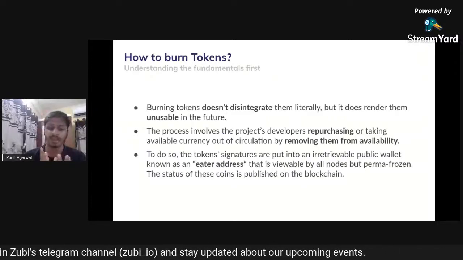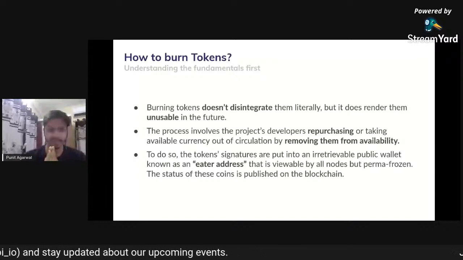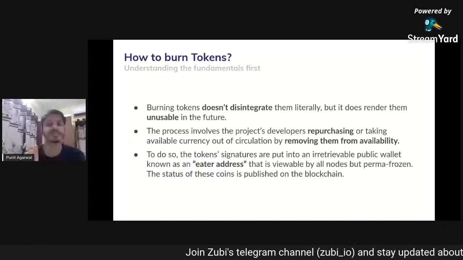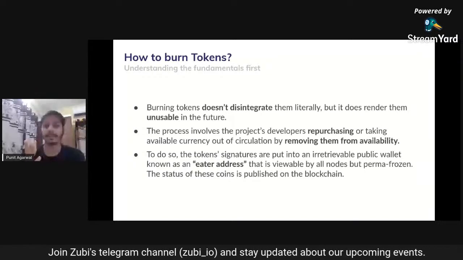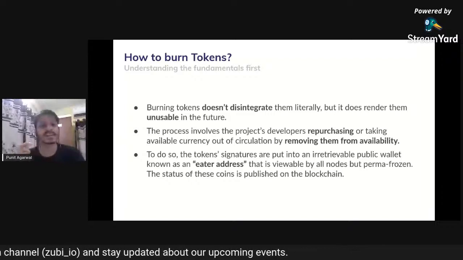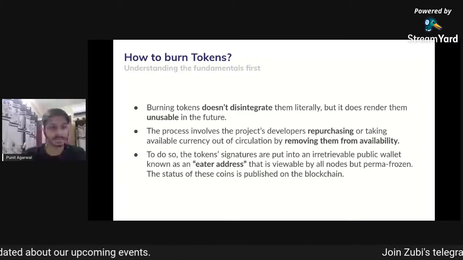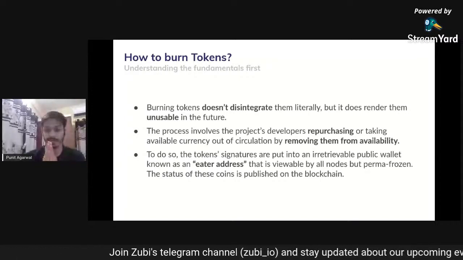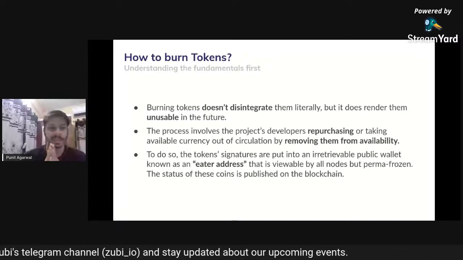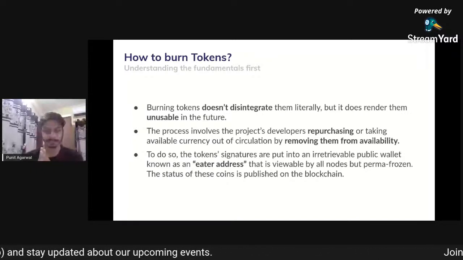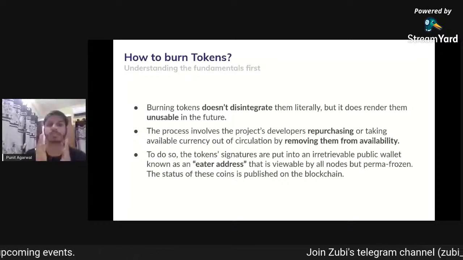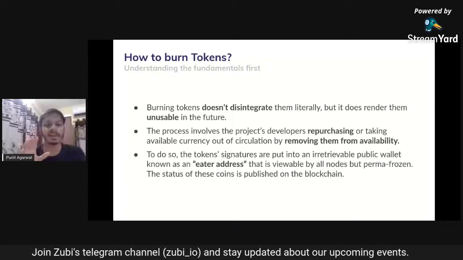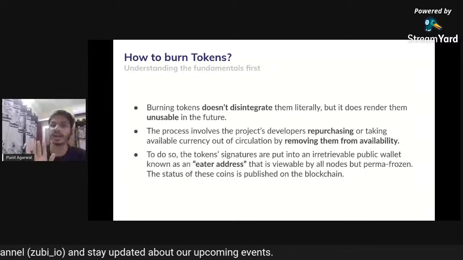So if we want to understand how to burn the tokens, let's understand the fundamentals first. The fundamentals associated with the topic of burning the tokens. Burning tokens does not disintegrate them literally, but it does render them unusable in the future. It basically makes that particular token unusable.